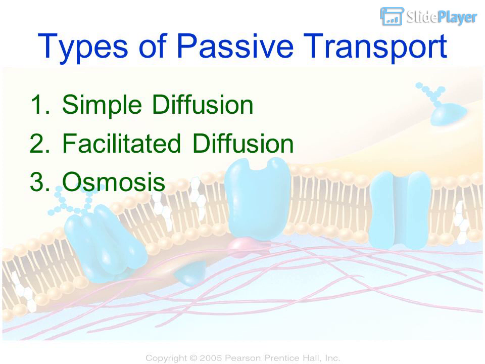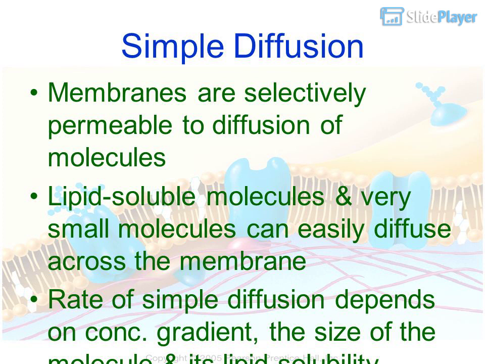Types of passive transport: simple diffusion, facilitated diffusion, and osmosis. Simple diffusion: membranes are selectively permeable to diffusion of molecules. Lipid-soluble molecules and very small molecules can easily diffuse across the membrane. The rate of simple diffusion depends on the concentration gradient, the size of the molecule and its lipid solubility.